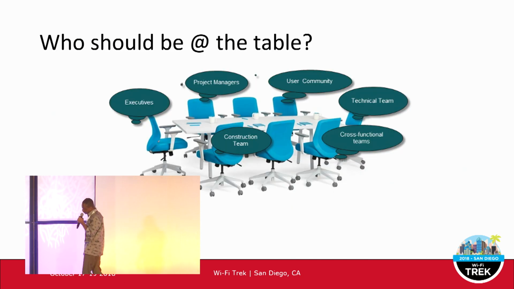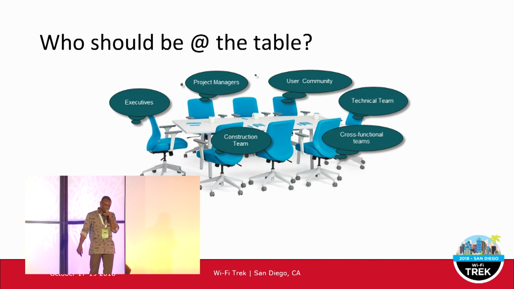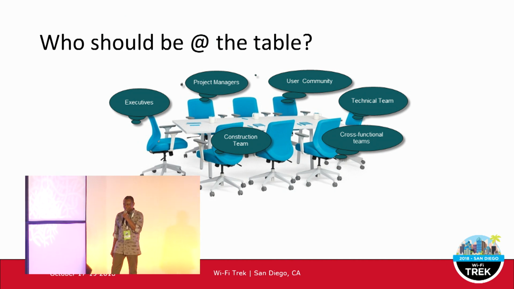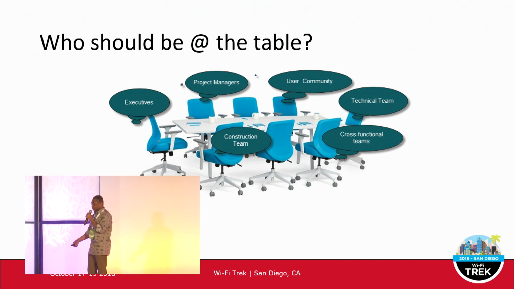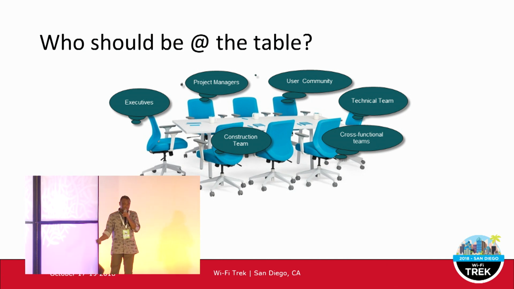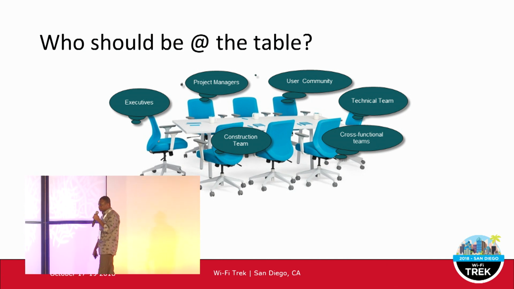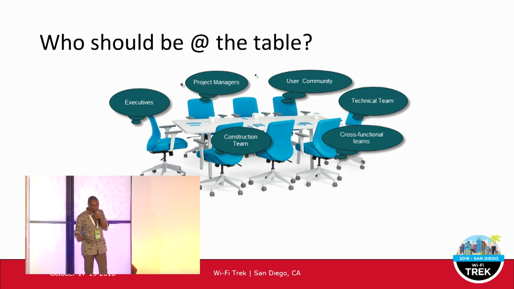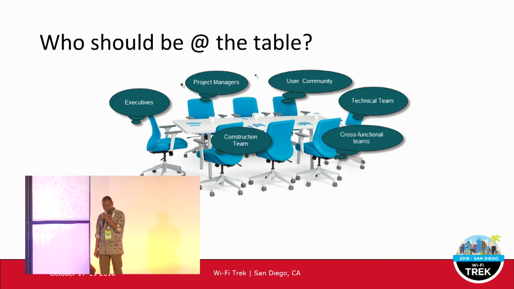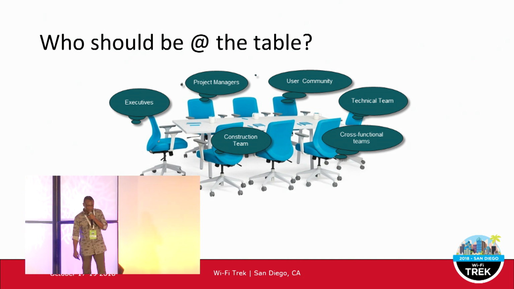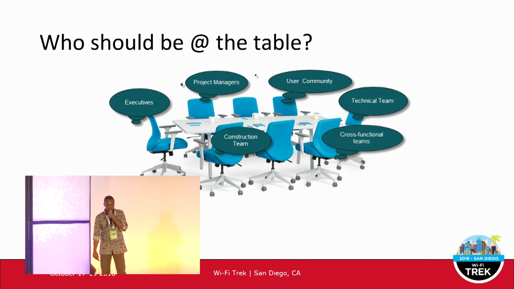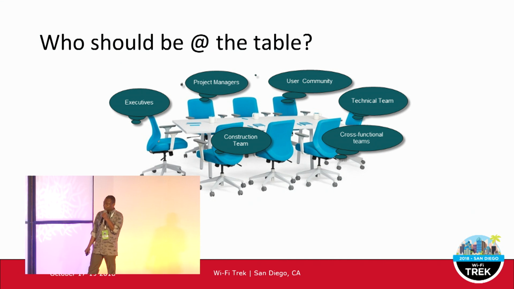Having said that, who needs to be at the table? You can argue that anybody should be at the table, but I say, depending on the vertical, that's what drives who needs to be at the table. Who is doing it? Is it 70% vendor? Is it 70% in-house? How these nuances work out is what matters, and that decides who needs to be at the table. From what you can see here, you have the executives, the project managers, the user community, the technical team, the cross-functional team, and the construction team.